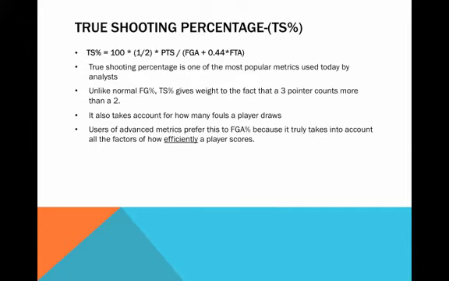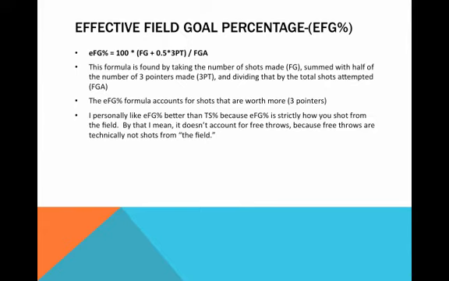Now let's move on to effective field goal percentage. Effective field goal percentage is found by taking the number of field goals a player makes, adding that to half the number of three-point field goals he made, and dividing that sum by the total number of field goals attempted. Now, if a player never takes any three-point shots, then his effective field goal percentage will be equal to his normal field goal percentage.